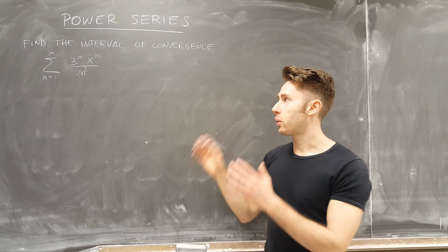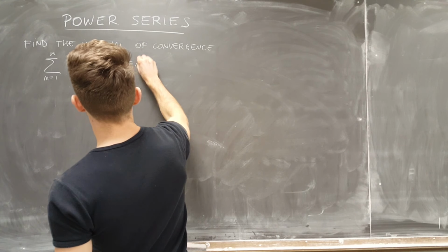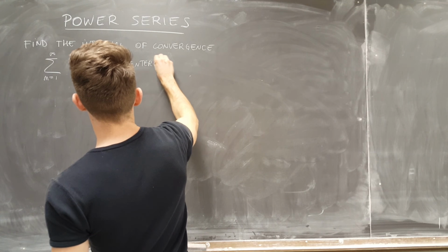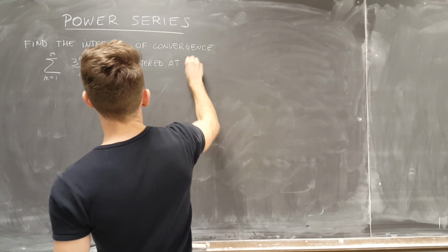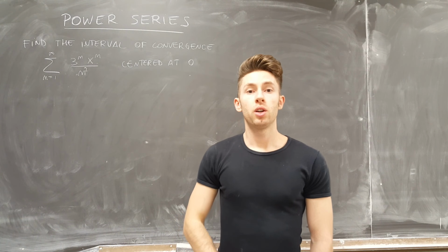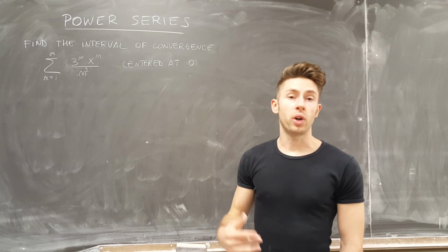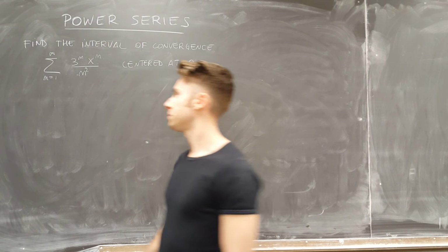So here we're given a power series, and this is centered at 0. And we're asked to find the interval of convergence. So first of all, let's figure out the radius of convergence. We're going to use the ratio test.